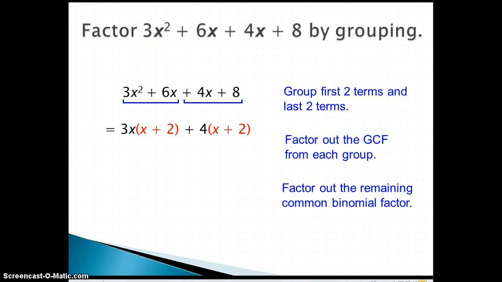Our next step is to factor out that remaining common binomial factor. So the common binomial factor again is the x plus 2. We're going to do this just like we did the GCF. We'll pull that common binomial factor out front, outside a set of parentheses, and then what goes inside the set of parentheses next to it are the remaining factors. So the x plus 2 gets pulled out front, and then we have a second set of parentheses that has the 3x and the plus 4, which are the remaining factors. This polynomial is now factored.